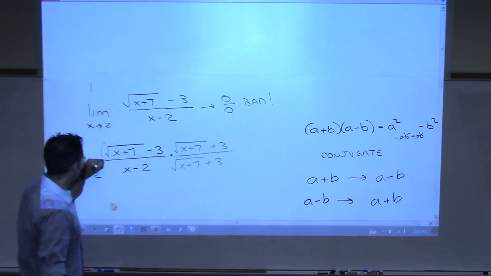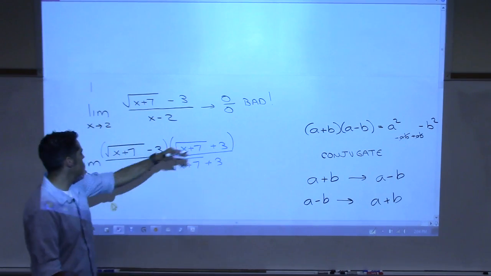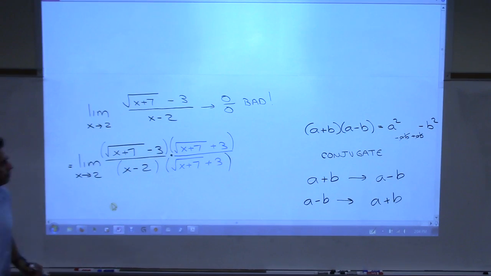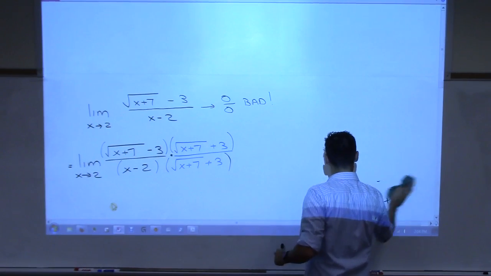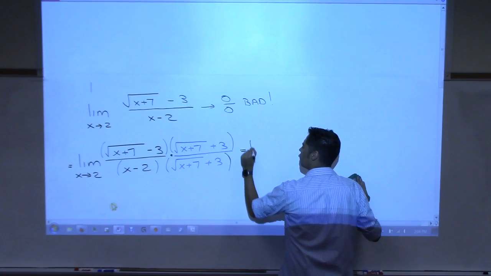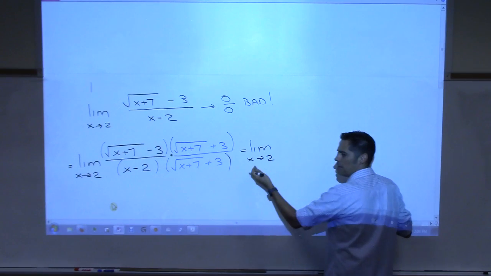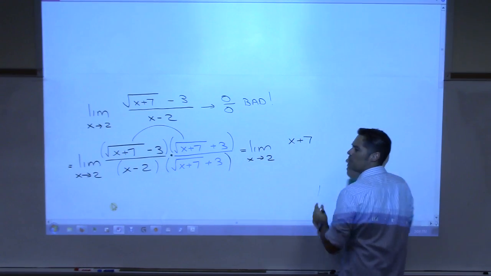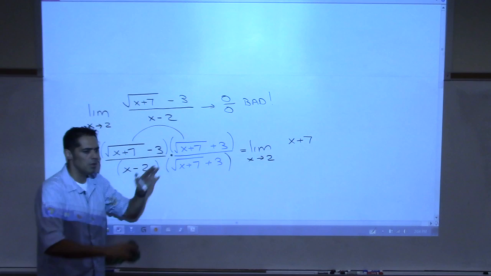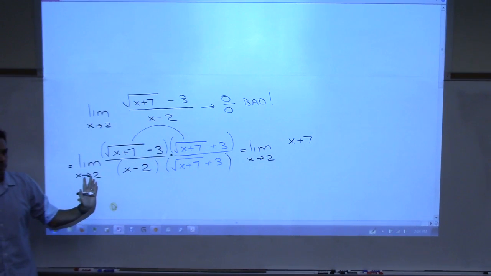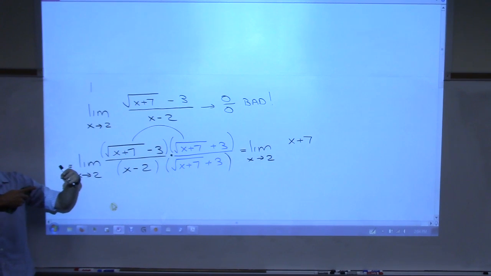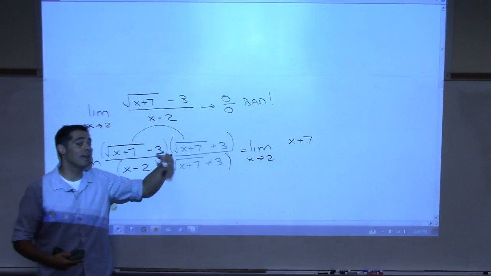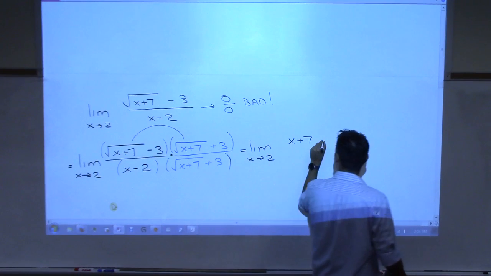Now I'm going to do the multiplication. So I have to do these two terms times these two terms across the top, and these two terms times these two terms on the bottom. Let's do the top first. X plus 7 minus 9. Limit, see I didn't forget it. This times this, the root goes away, x plus 7. The middle two, the next one and the next one, I don't even care about. Is that all right with you? Yes? You sure? Okay. And then the last one, negative 3 times positive 3, negative 9. So this is what I'm going to have up top.